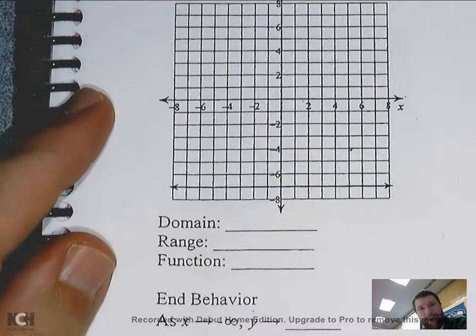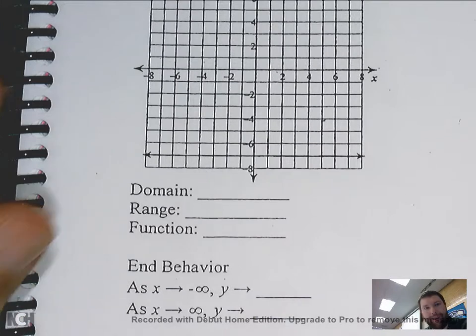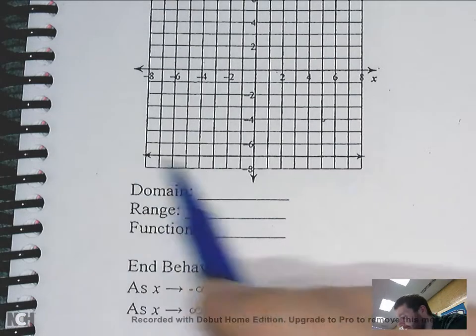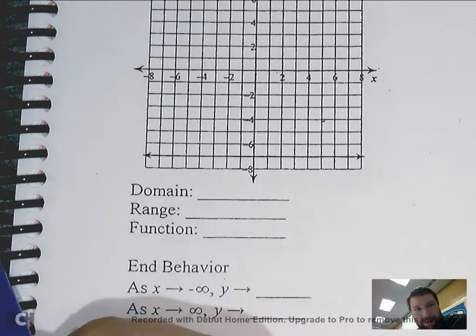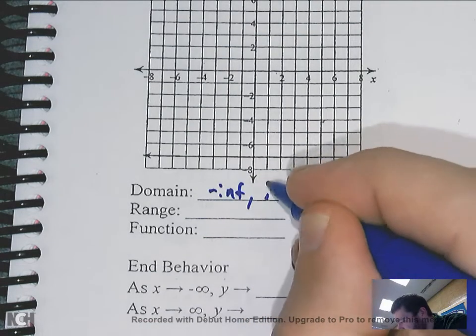Let's look at another example. This one, we've got a horizontal line right here. So let's look at this. So domain should be pretty easy. It's going left forever and it's going right forever. So your domain would be negative infinity and infinity.